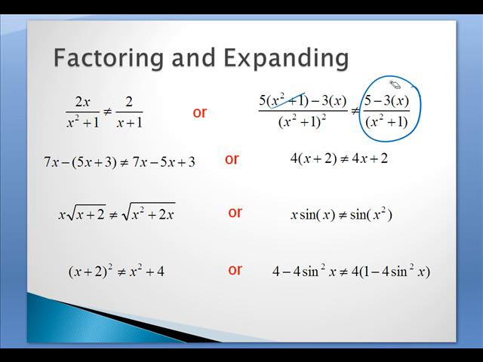The only way that you would be able to cross those out was if you had an x squared plus 1 here, then you can common factor it out of the numerator and cancel it with one of the x squared plus 1 in the denominator.